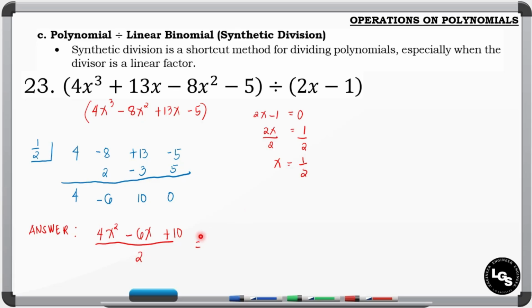So this is like dividing a polynomial by a monomial. So if we have a problem like this, we are going to divide each term by the monomial. So I will rewrite it. So 4x squared divided by 2 minus 6x divided by 2 plus 10 divided by 2. So for the final answer, 4 divided by 2, that is 2. Then let's copy the variable. Then negative 6 divided by 2, that is negative 3. Copy the variable x. 10 divided by 2, that is positive 5. So this is our final answer.